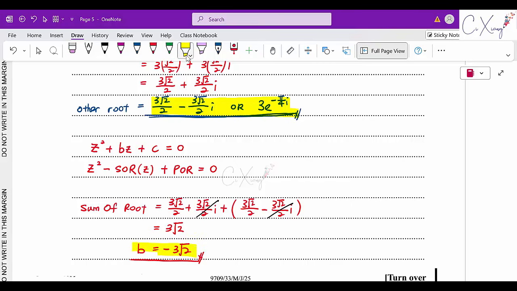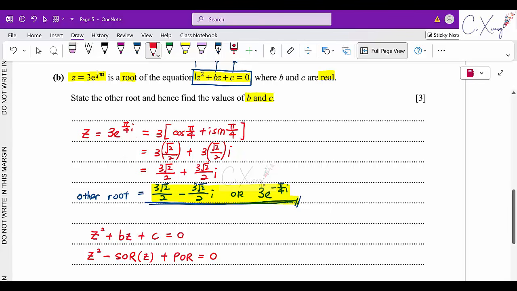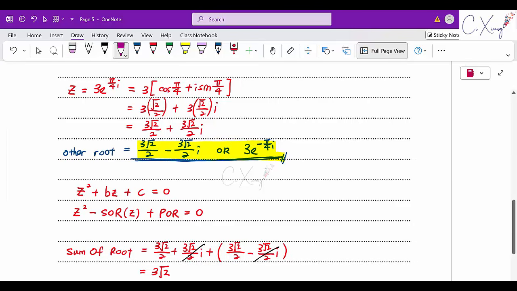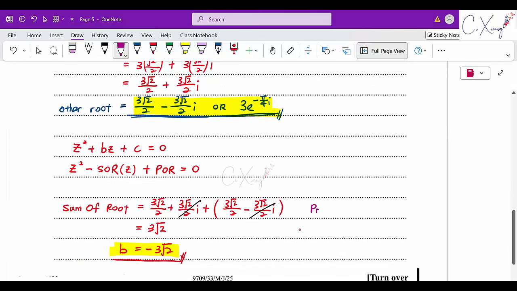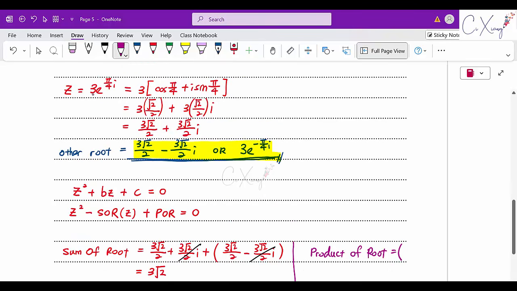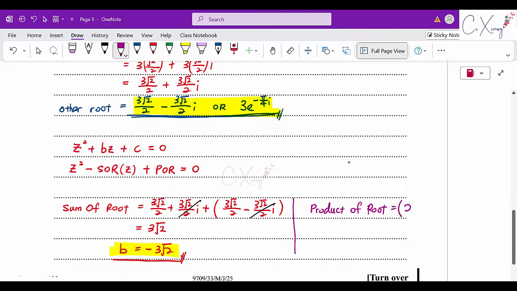Okay, then after that, how can we find out the product of the root? To find the product of root, I feel that it is easier for me to apply it using the exponential form. Alright, so I'll write it here. The product of root, you're having the two roots here, right? So how do you multiply them together? The first root is 3e^(πi/4). The other one will be 3e^(-πi/4).